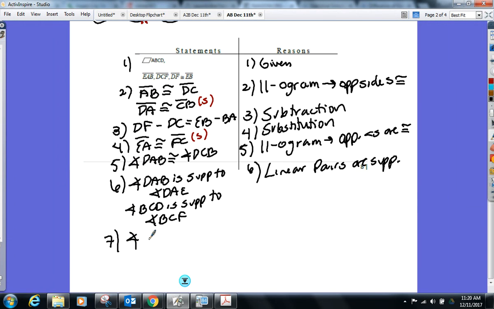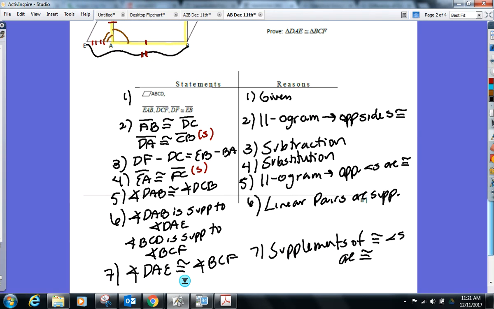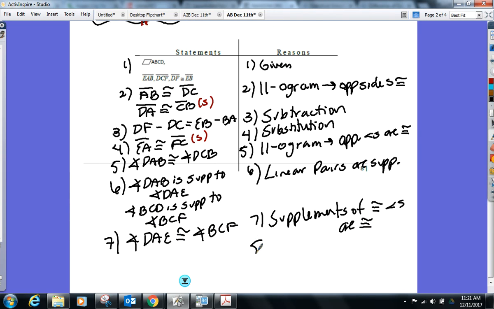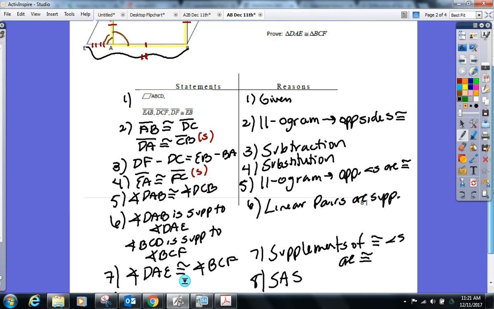So we have angle DAE congruent to angle BCF. Supplements of congruent angles are congruent. And then hopefully you guys have enough info right now to say the triangles are congruent. So make sure you finish off your proof by saying the triangles are congruent by side angle side. What do we got? DAE, BCF.